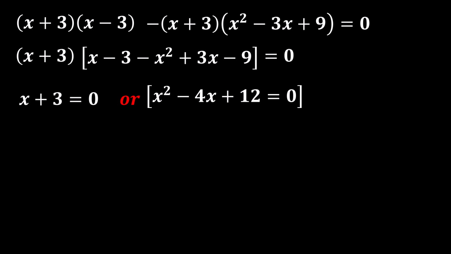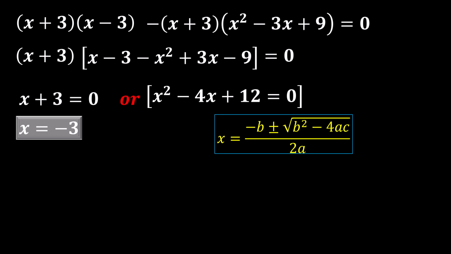So notice here we have 3 solutions. Our first solution is x is equal to minus 3. And to solve the next quadratic equation, we can use the quadratic formula, which is like this. So first, let's identify our a. So a will be 1, b will be minus 4, and c will be 12.